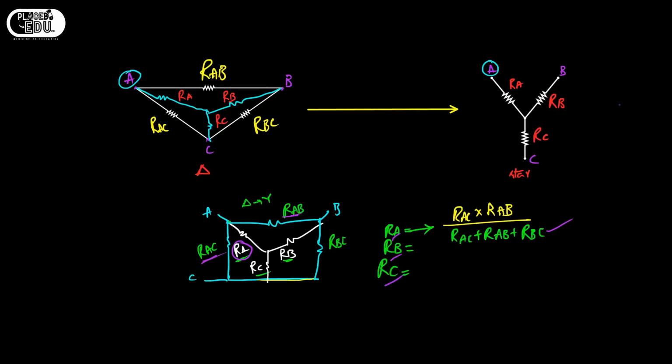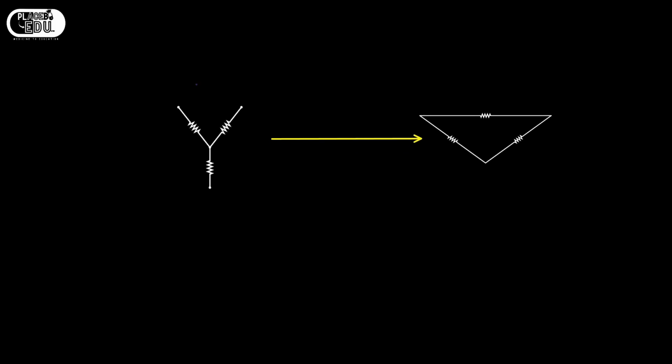How can I transform star to delta? Again the same thing, I am naming the terminals A, B, C, and here also A, B, C. I have to give the names for the resistors. This is RA, this is RB, and this is RC. It's clear, right? I've already told you how to write. This is RAB, this is RBC, and this is RAC.